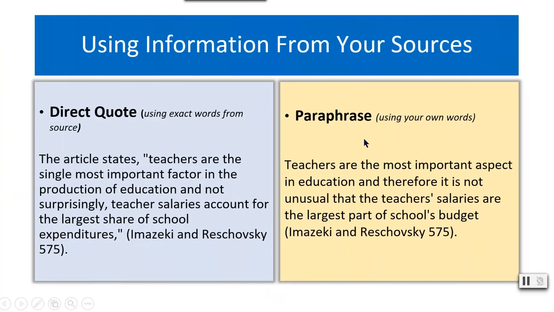When you're using information from your sources, you're going to either use direct quotes, that's the exact words from the source, and if you do that, you're going to have quotation marks around that sentence or that piece of information, followed by the in-text citation, and the page number is included there. Or maybe you're going to paraphrase. You're going to read the same information, but you're going to decide to use your own words, and that's really the best way to do it, unless your professor says otherwise.